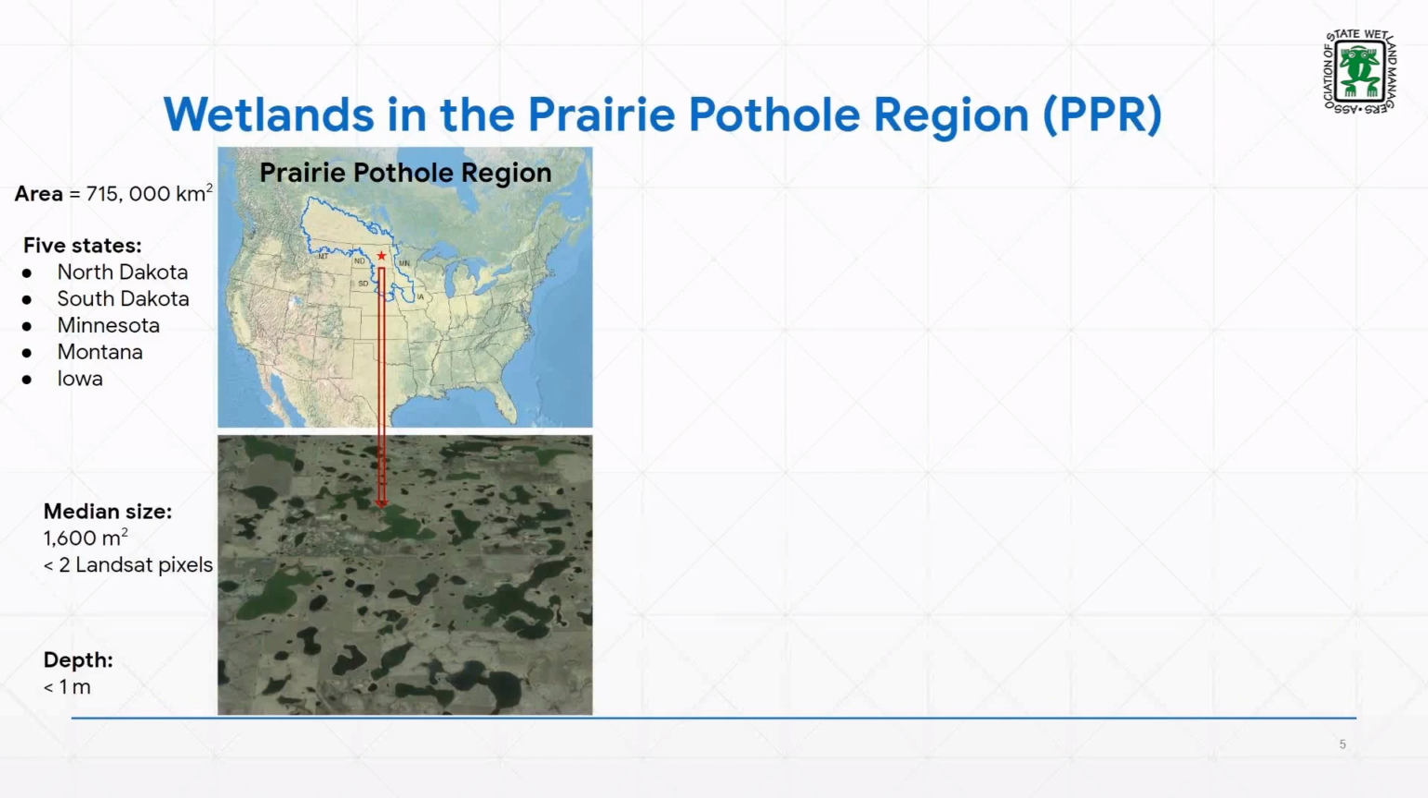If you see from the aerial imagery in here, you can clearly see what it looks like on the landscape in the PPR. I would like to point out that those wetlands, also known as potholes, the median size, according to the National Wetlands Inventory, is only about 1,600 square meters. So it's roughly smaller than 2 Landsat pixels. And also it's very shallow, usually about 1 meter. So you can see that they are very small in size and also shallow in depth.